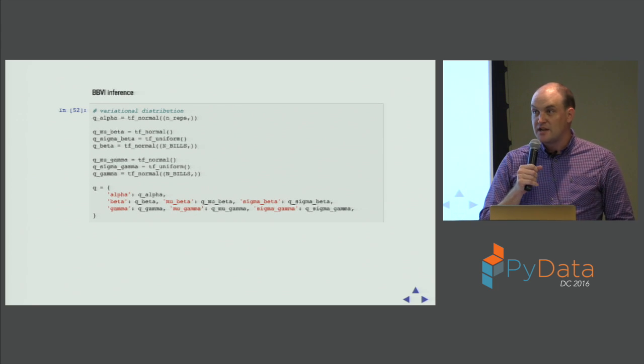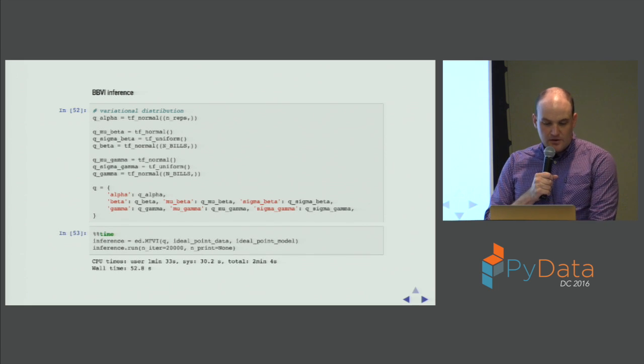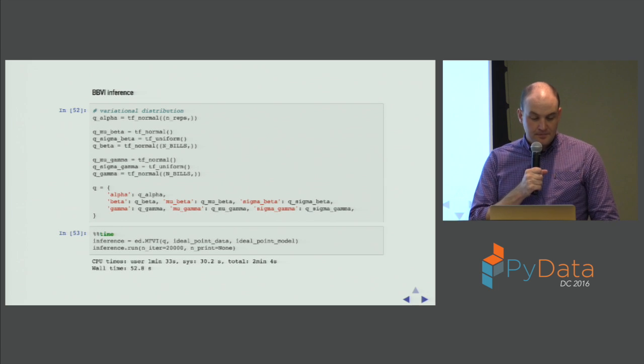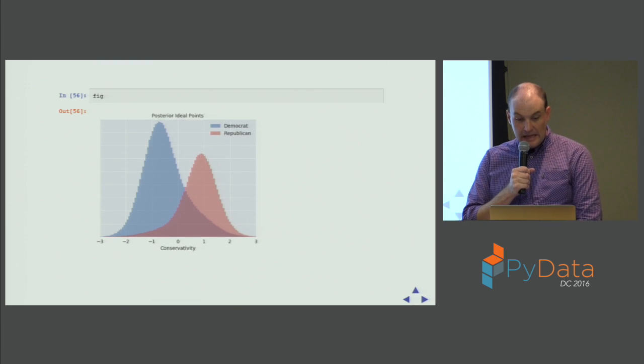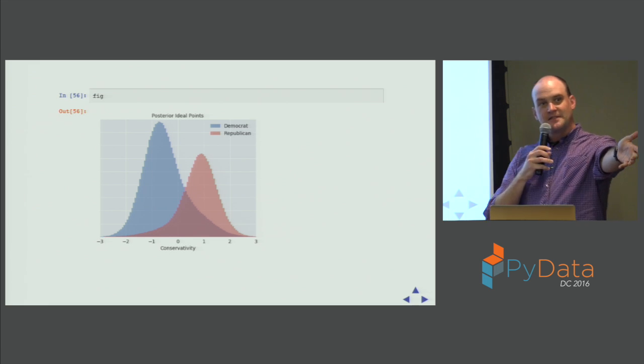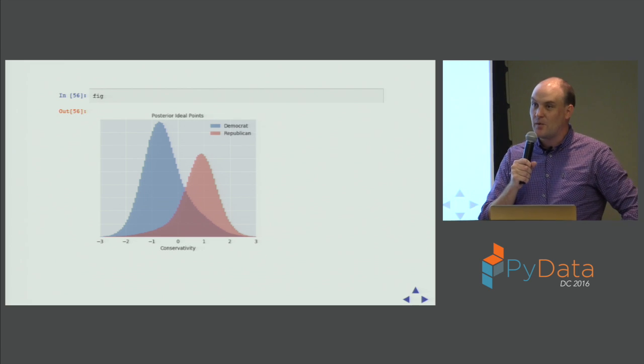We put together our variational distributions. You can read a little more about this later. I'm a little behind, so we're going to move forward. And we say, hey, do mean field variational inference on these. Run it for a while. Cool stuff. And hey, look, we look at the posterior distribution of endpoints, and we have separated Democrats from Republicans in very few lines of Python fairly quickly.